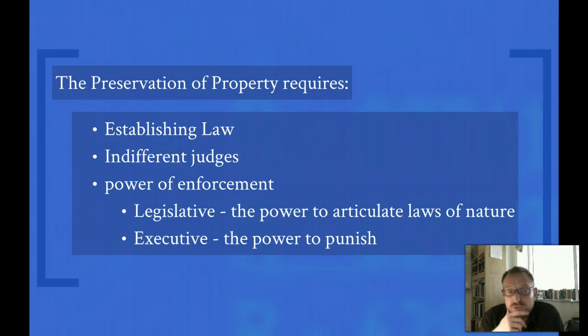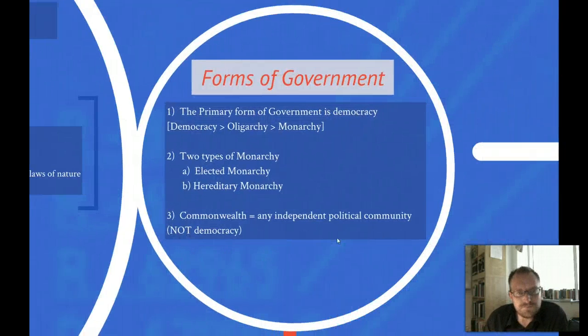You need the power for enforcement. You need a legislative power. That's the power to articulate these laws of nature. And by the way, that's Locke's idea here, right? That anything that's legislated should ultimately be derived from these laws of nature. Now, the executive power, he just says, is the power to punish. And we'll talk a little bit about that in a minute. But you can already start to see in Locke here this distinction between the executive, the legislative, and also the judicial. But I should say that Hobbes makes similar distinctions.